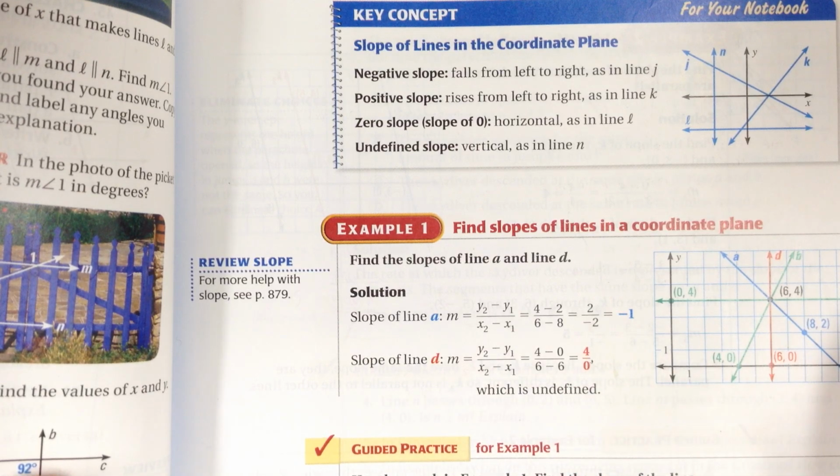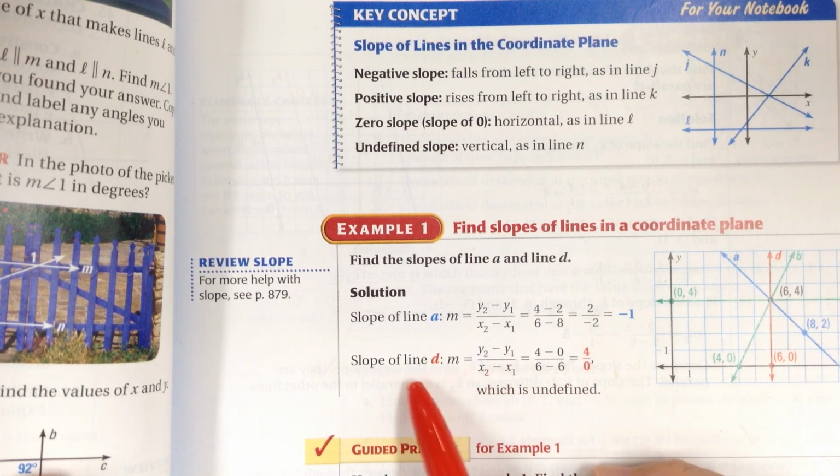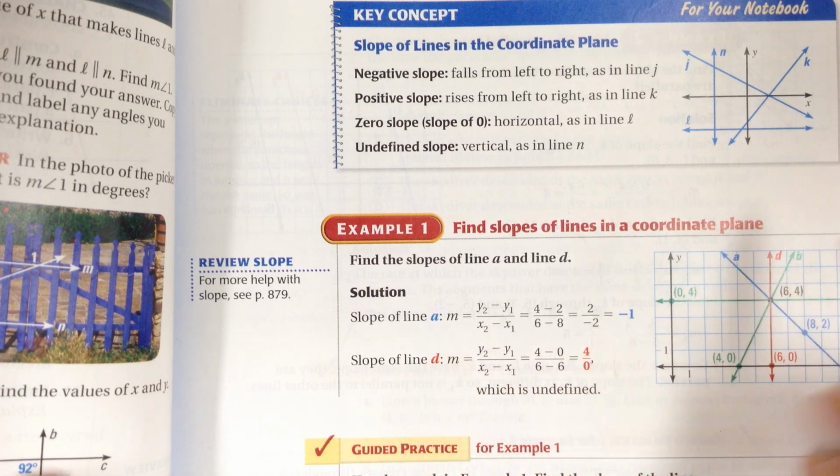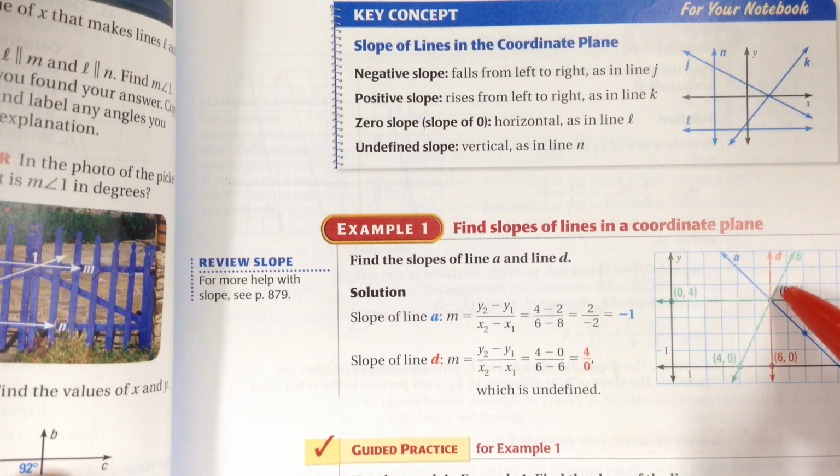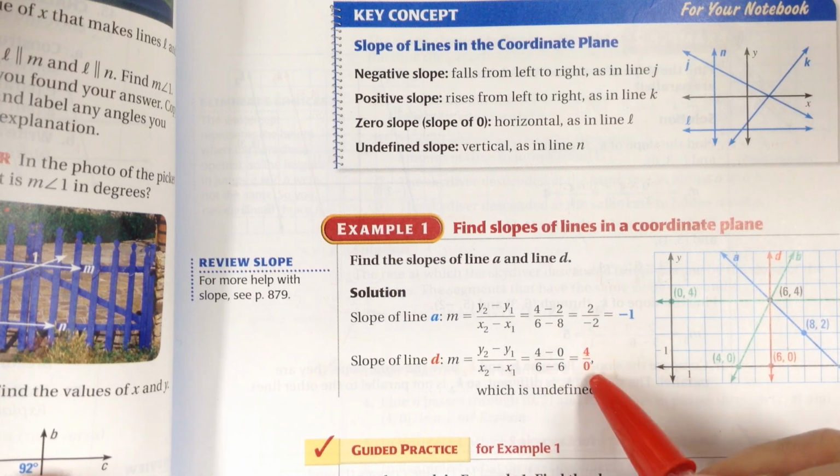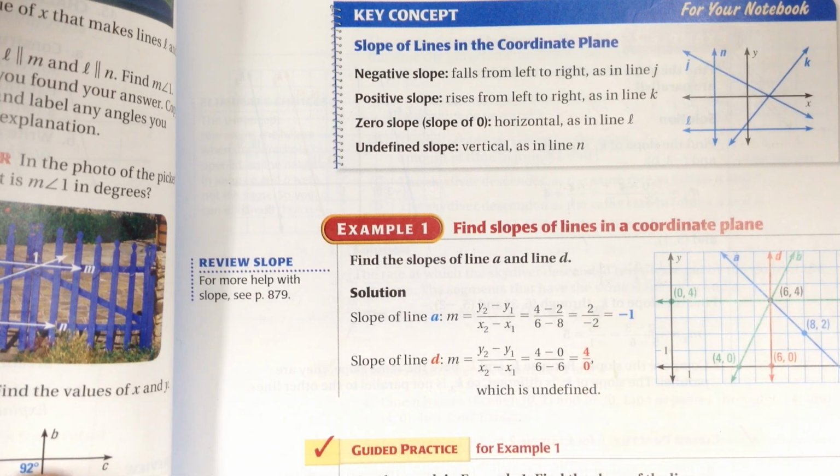Okay, so same thing over here. They use the red line. So you can choose any 2 points. So they use this one as point 2. So you got 6. So you got 4 minus 0 over 6 minus 6. You got 4 over 0. So it's undefined.